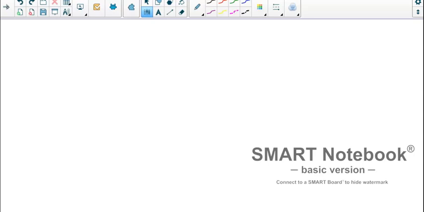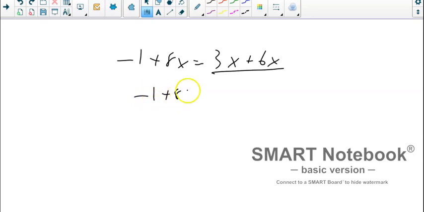All right, let's step it up a little bit more with some stuff on both sides, like so. -1 plus 8x equals 3x plus 6x. Now this has two things on both sides, but really this can just be simplified. So this is really -1 plus 8x equals 9x.